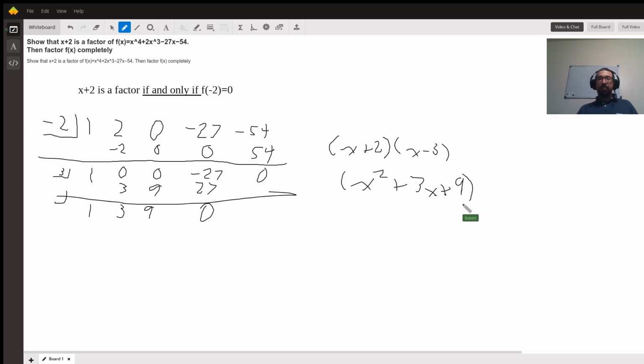Now, can we factor this further? Well, you'd have to find solutions to this. You would plug this into the quadratic formula. But what's going to turn out is that this has no real solution. So unless you're using imaginary numbers, which I don't think you are at this stage, you're done.